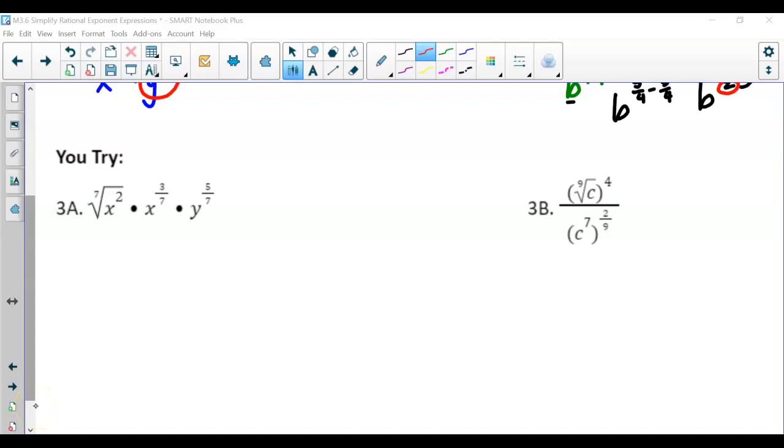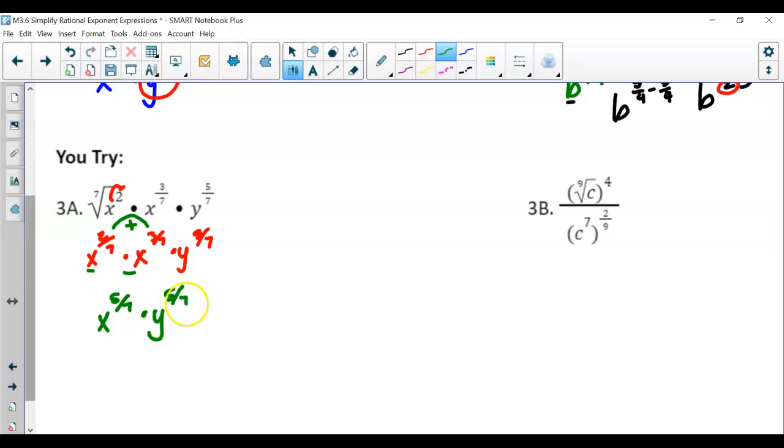And here we go. So you should have noticed here, this first one, you needed to rewrite. So this is x to the second power, then over your index of 7. Then I'll bring down all of our other terms here. So now only adding exponents where bases are the same was only these first two here because they had the base of x. So this is x to the 5/7 times y to the 5/7 as well. And this is your final answer, no negative exponent.